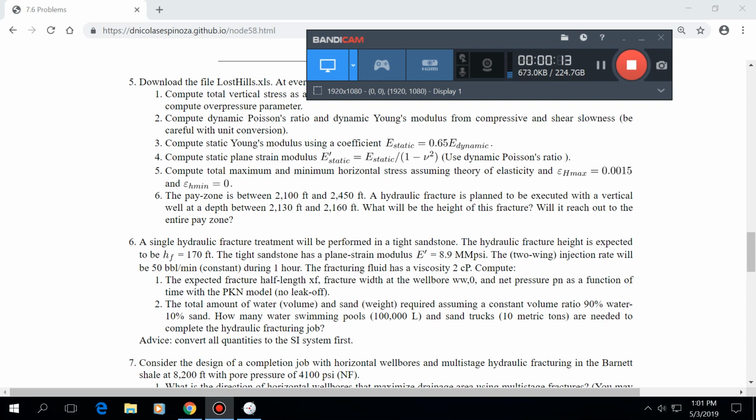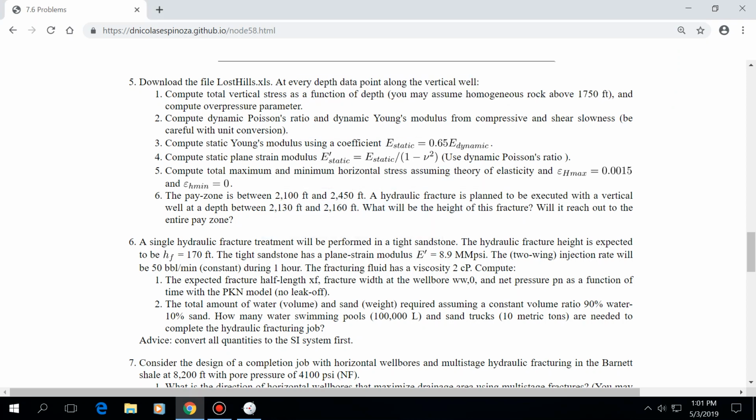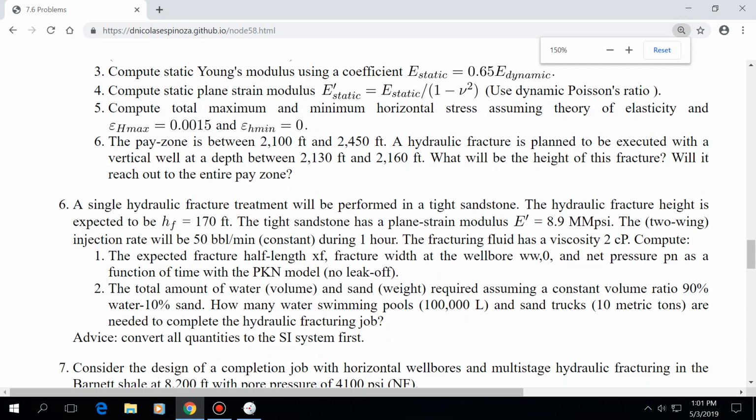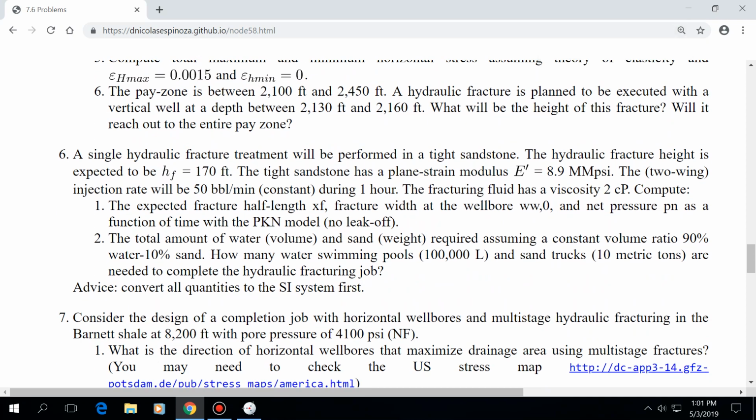Do you have any question about problem number 6? Problem number 6 is the problem in which you have to calculate fracture half length, width, and net pressure as a function of time. Did you all solve that one? Do you need any help with that one? No? Speak now.